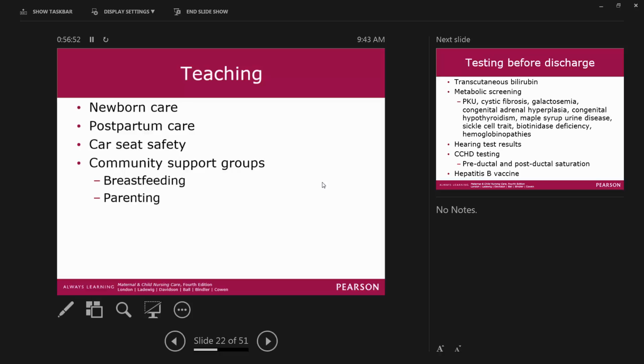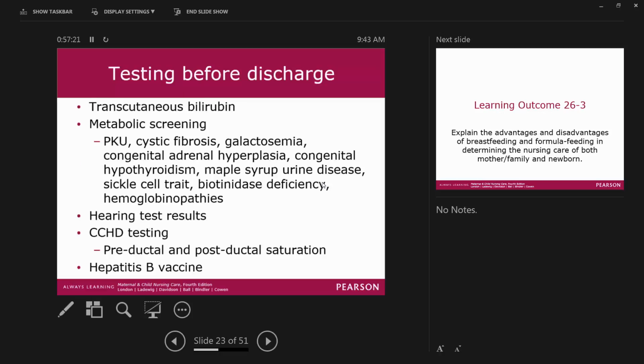So infection, car seat safety. We can tell people about their car seat, we can instruct them, but we can't touch the car seat. I can't even touch the car seat. If I touch the car seat and they put it in the car wrong and they get in a wreck and their baby is injured, they can say, oh, but that nurse did it. So unless I'm a certified car seat technician, I can't touch the car seat, okay? We let them know about community support groups for whatever their needs are.